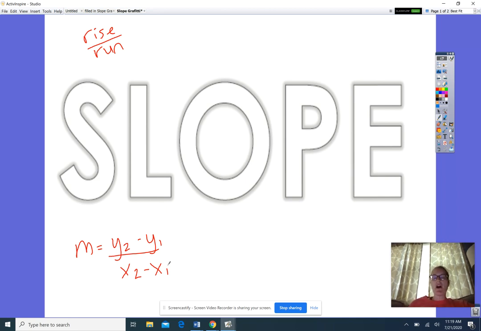Now, we also have been calling slope something else. So if you remember, we've been calling it also the rate of change. So I'm going to write that down too. Okay, and then one other thing that we've been working on is writing equations of lines using slope. So once we have the slope and we have a y-intercept, we also have been using the formula y equals mx plus b.